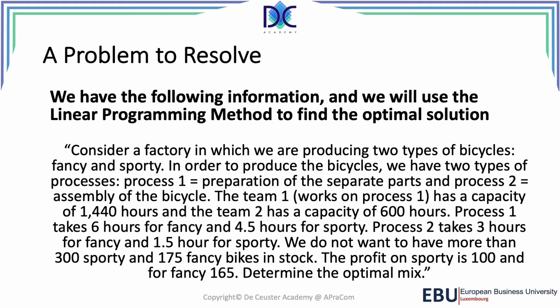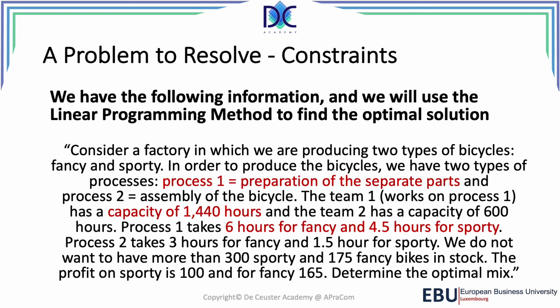Process 1 takes 6 hours for the fancy and 4.5 hours for sporty. Process 2 takes 3 hours for fancy and 1.5 hours for sporty. We do not want to have more than 300 sporty and 175 fancy bikes in stock. The profit on sporty is 100 and for fancy 165. And here we have to determine the optimal mix.